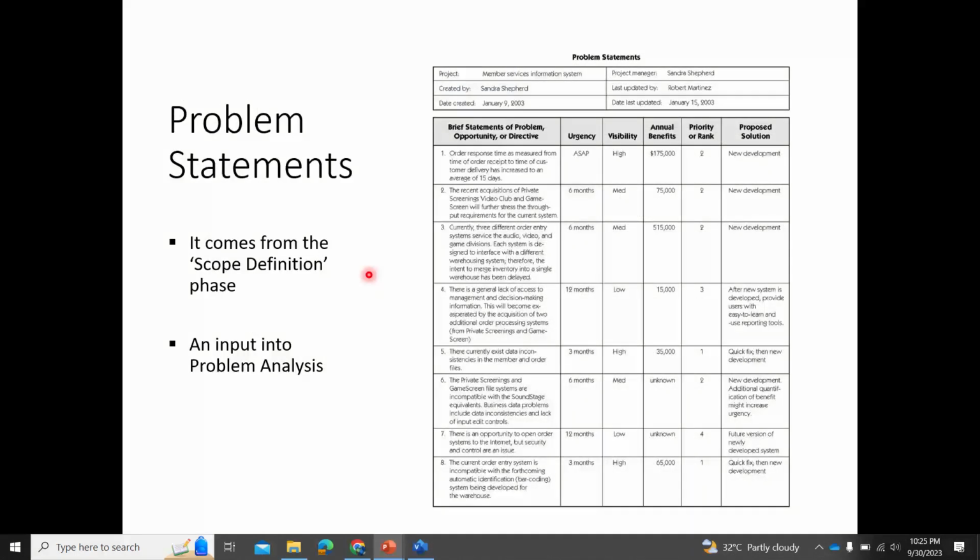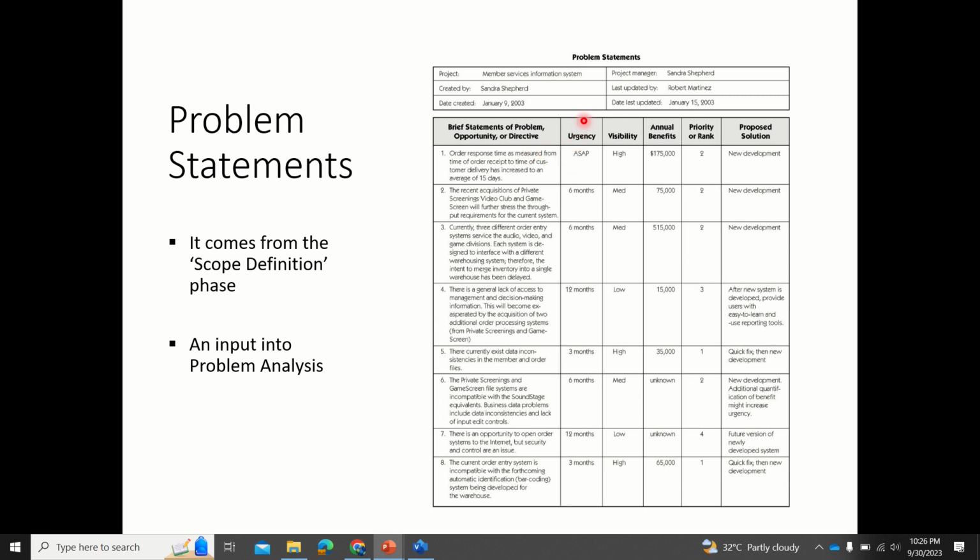And then comes the problem statement. This is also part of the scope definition phase. There are certain terminologies which you have to keep in mind. When we analyze a particular problem, there could be a single problem or multiple problems. Say we have one particular problem like this: order response time, as measured from the time of order receipt to time of customer delivery, has increased. Maybe you have ordered something, and the customer delivery is taking almost 15 more days. So what is the problem in that? Like that, you have identified different problems here.